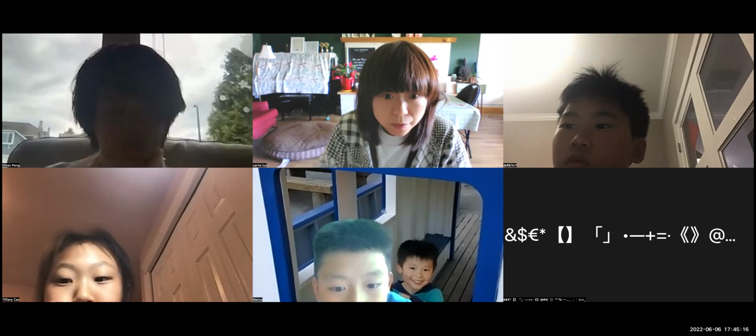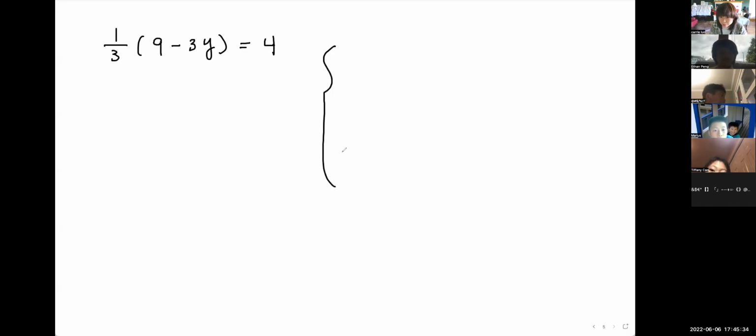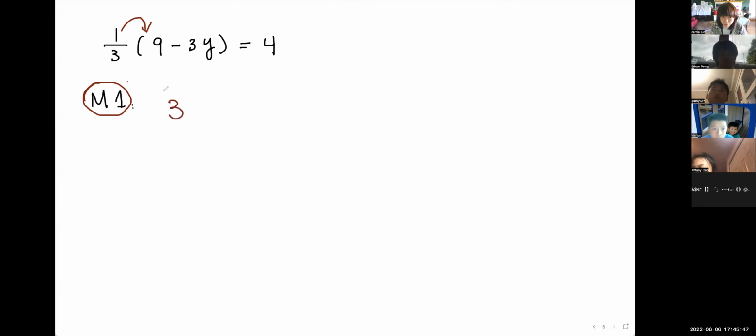Before we do this one, I want you to take a look at this one. Again, before I showed Tiffany something like that. So 1 over 3 times 9 minus 3y equals 4. So everybody, how do we do this? There are 2 ways of doing this question, okay? So method 1. Mikey, watch carefully, the old tricks no longer work here. So 1 over 3 times 9 equals 3.